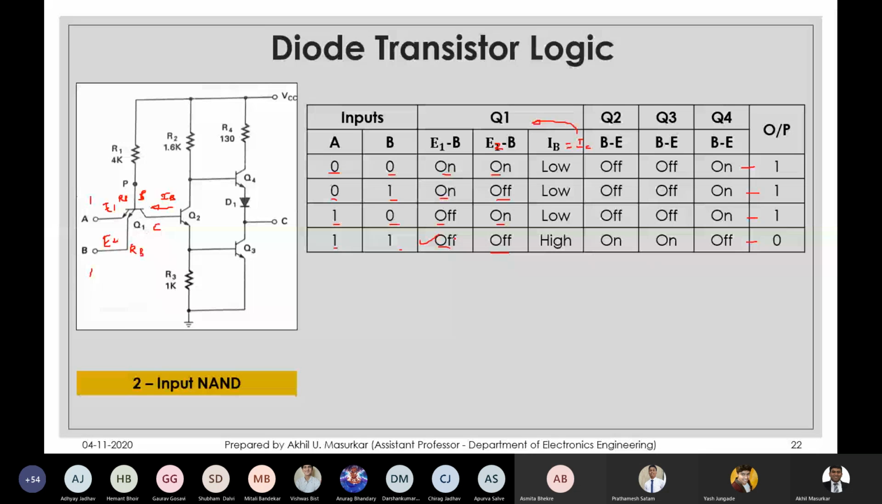So that is what we get. If this is reverse bias, the gate IB will be supplied to this Q2. So that is why we say it's high. If this is high, then Q2 will turn on.